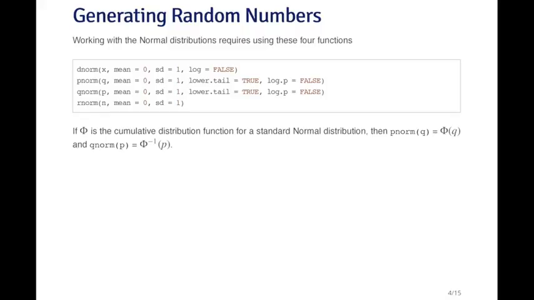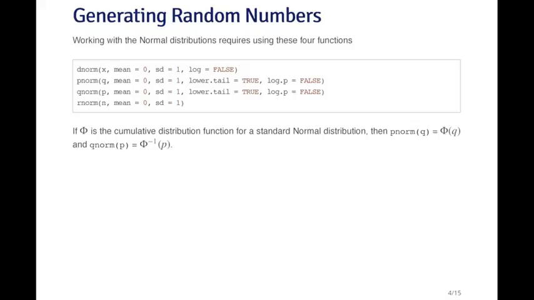Working with the normal distribution requires these 4 functions: dnorm, pnorm, qnorm, and rnorm, and you can see they each take a number of different parameters. All of the functions require that you specify the mean and the standard deviation, because that's what specifies the actual probability distribution. If you do not specify them, then the default values are a standard normal distribution, which has mean 0 and standard deviation 1.